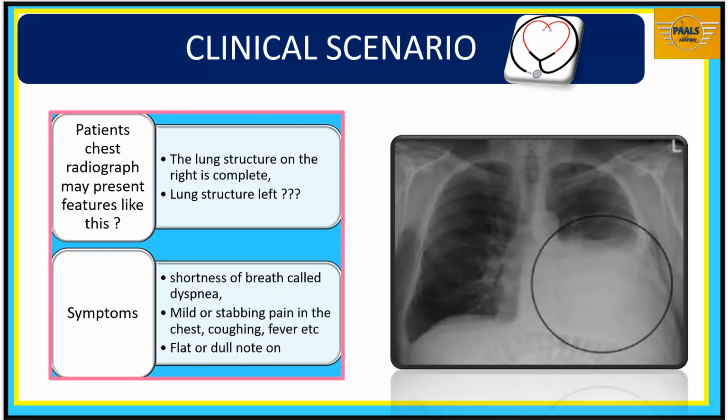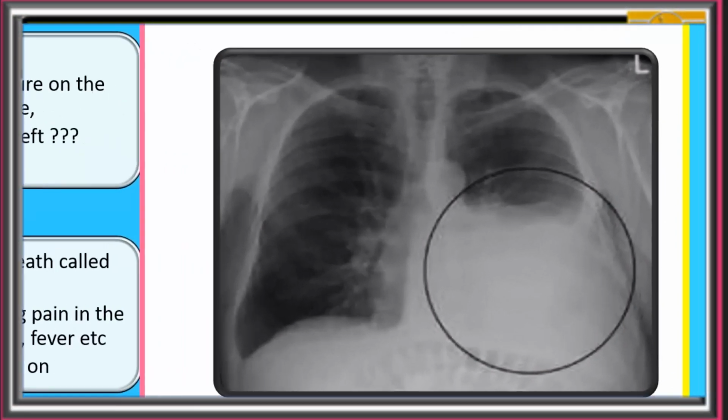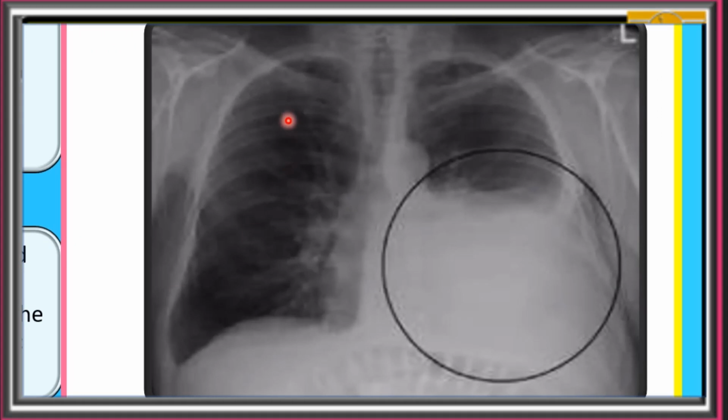In your career in medical practice, you are sure to meet this clinical scenario where your patient's chest radiograph may present features like this. Here we're seeing the features of the lungs on one side of the thoracic cavity, and on this other side, the lung outline is not complete. So the question is, what has happened to the lower part of the lung on this side?